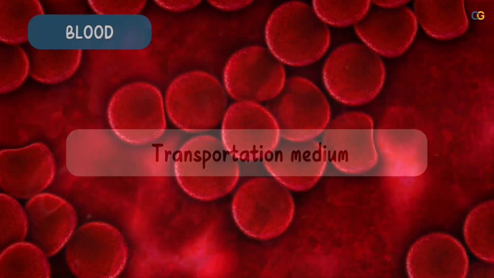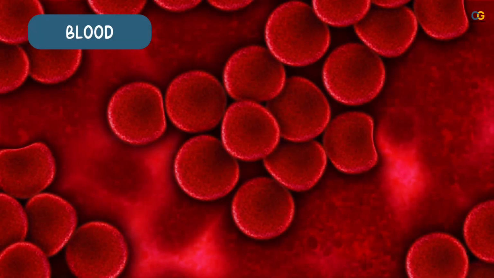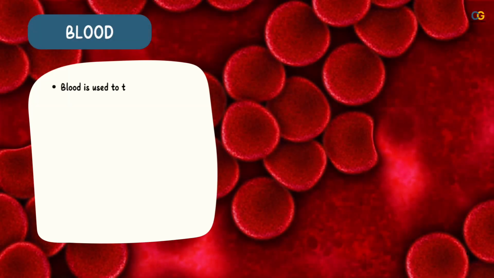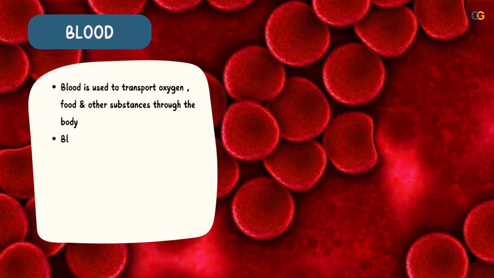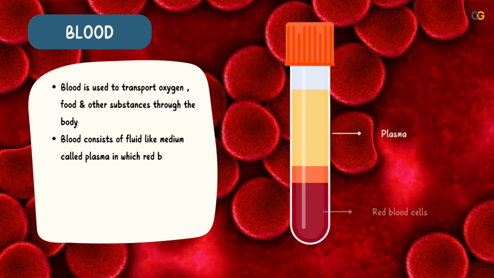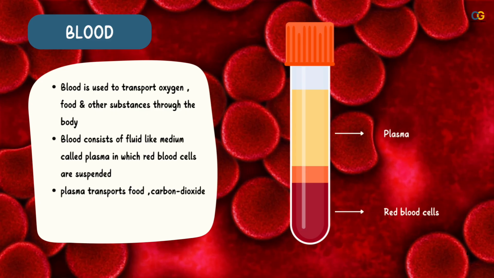Blood is the transportation medium. So blood is used to transport oxygen, food and other substances through the body. Blood consists of fluid-like medium called plasma in which red blood cells are suspended. Plasma transports food, carbon dioxide, nitrogenous waste in dissolved form, and the red blood cells transport oxygen.